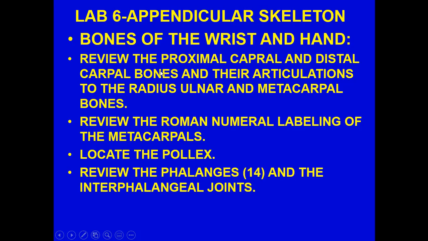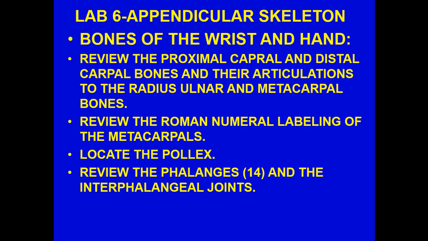Now, bones of the wrist and the hand. Review the proximal carpal and distal carpal bones and their articulations to the radius and to the ulna and to the metacarpal bones. You need to review the numerical labeling of the metacarpals. That's absolutely essential. You're going to also locate the pollex.